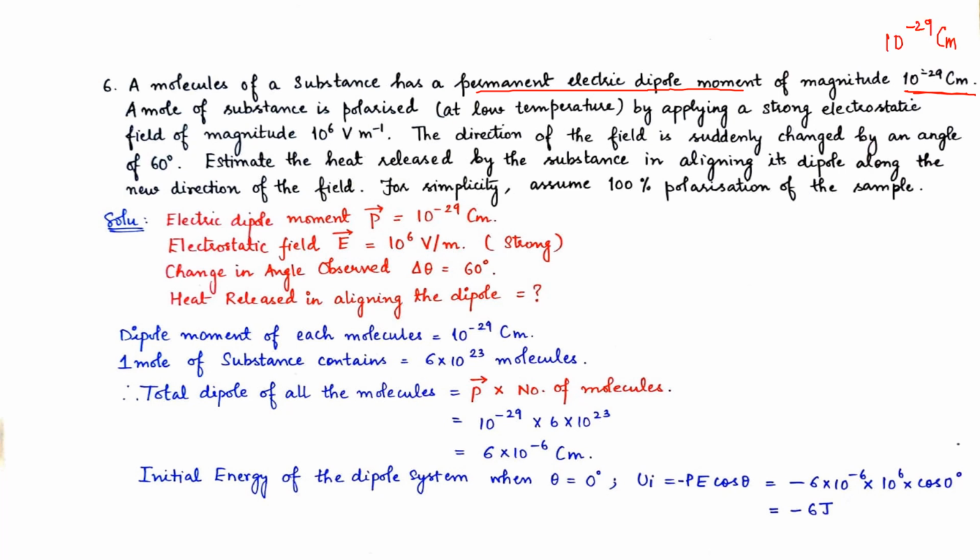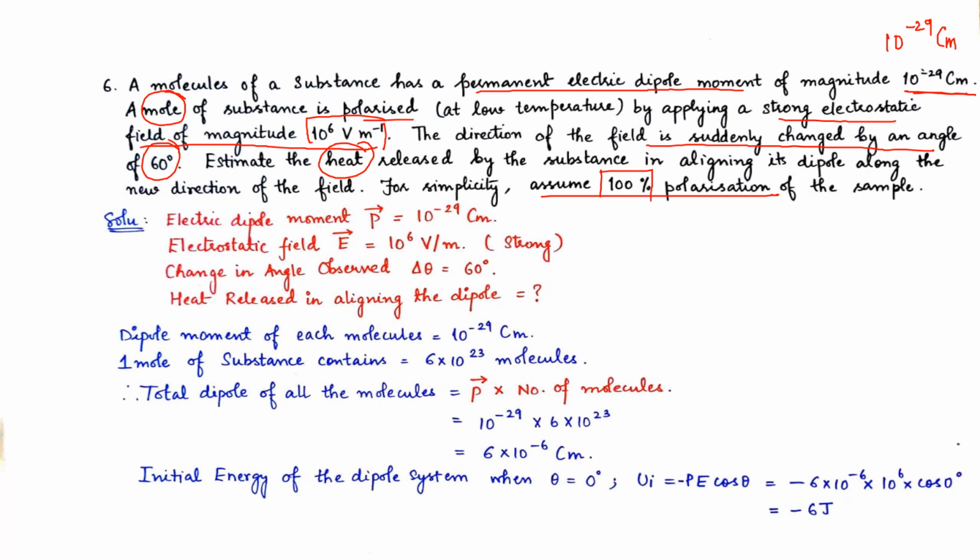A mole of the substance is polarized at low temperature by applying a strong electrostatic field of magnitude 10 to the power 6 volt per meter. The direction of the field is suddenly changed by an angle of 60 degrees. Estimate the heat released by the substance in aligning its dipole along the new direction of the field. For simplicity, assume 100% polarization of the sample.